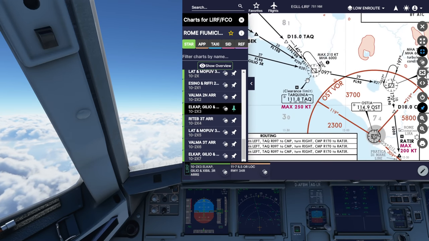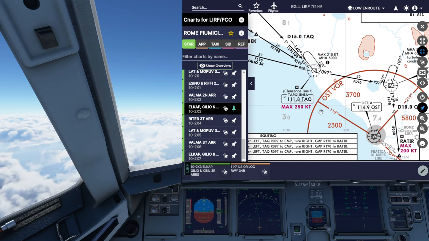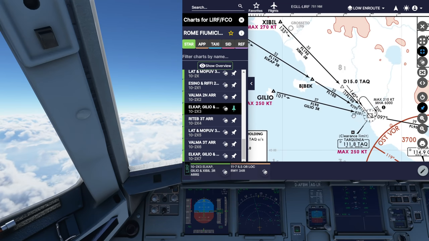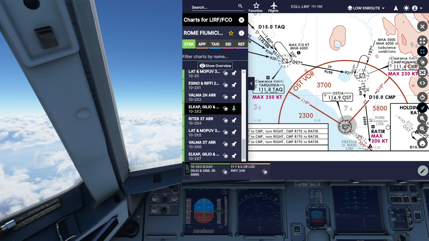These arrivals are not always the most efficient way to get into an airport, but they are a very safe and robust way of doing it. Part of the problem with this arrival is that we are limited because we have to fly via these radio nav aids, and that is why it is designed as it is.